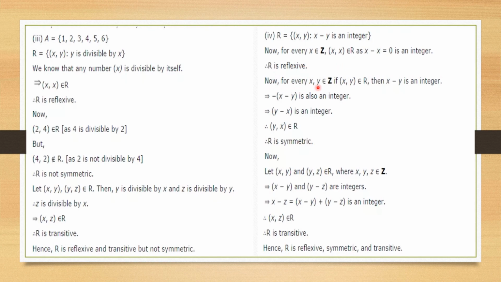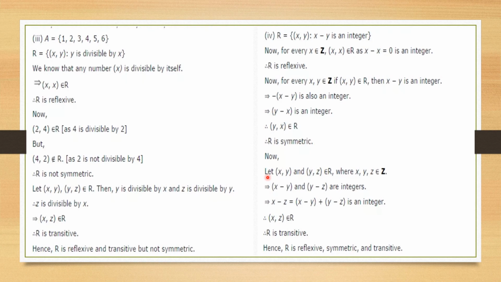Now for symmetricity, let's take two elements x, y belonging to Z. That is, (x,y) belongs to R such that x minus y is an integer. Can I take the minus sign common? Yes, that will also be an integer. That means y minus x is also an integer and (y,x) belongs to R. That makes R symmetric.